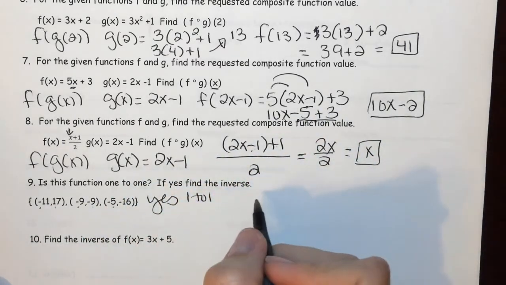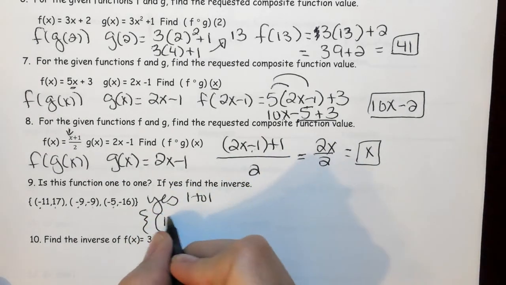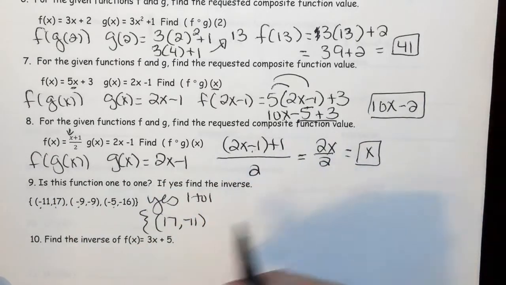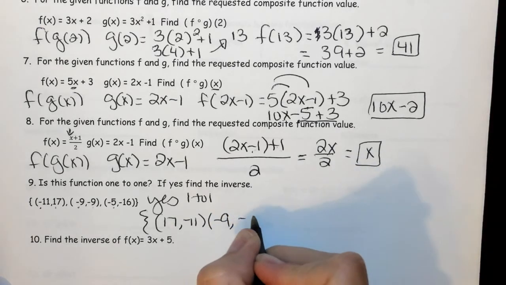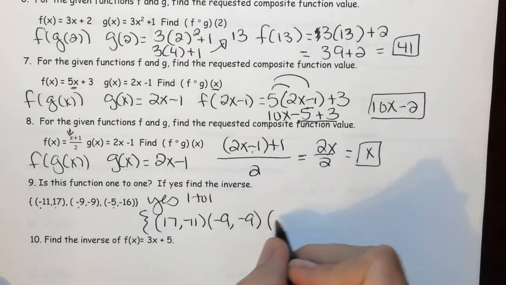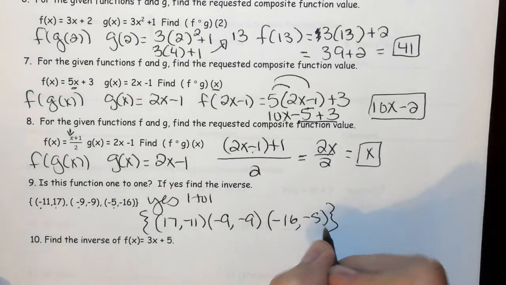And then it says if it is 1 to 1, find the inverse. To find the inverse, we just flip the order of the x's and the y's. So instead of having negative 11, 17, I'm going to have 17, negative 11. Negative 9, negative 9. When I flip it, it stays negative 9, negative 9. Negative 5, negative 16 is going to change to negative 16, negative 5.